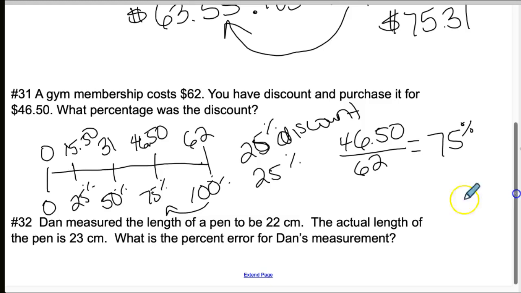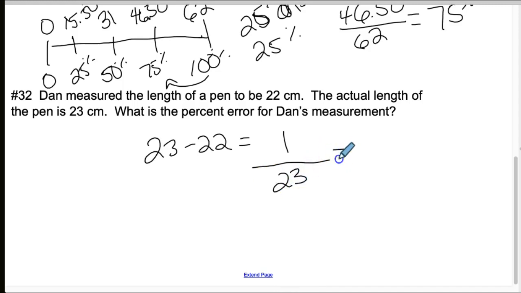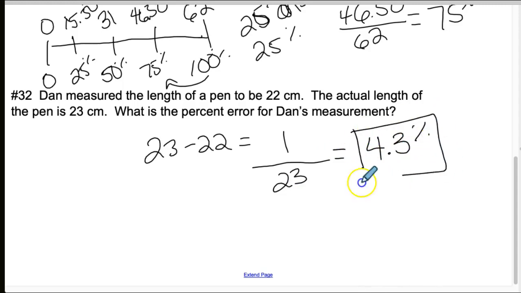Last one, number 32. Dan measured the length of a pen to be 22 centimeters. The actual length is 23. What is the percent error? Well, 23 minus 22 is equal to 1. That's the measurement error over the actual size, which was 23. And 1 divided by 23, if we round it up, is about 4.3%. That would be our measurement error. So now you are all done with your semester exam review.